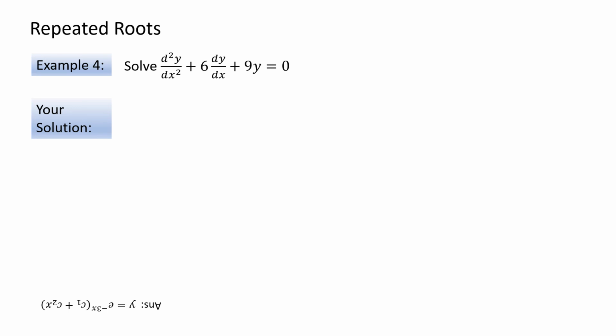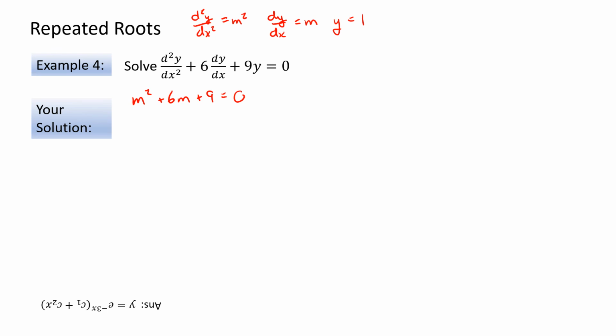So in this case, we have to solve d squared y by dx squared plus 6 dy by dx plus 9y is equal to 0. So we start with our same starting point, d squared y by dx squared, we replace with m squared. dy by dx we replace with m, and y we simply replace with a 1. So doing that, we get m squared plus 6m plus 9 is equal to 0.